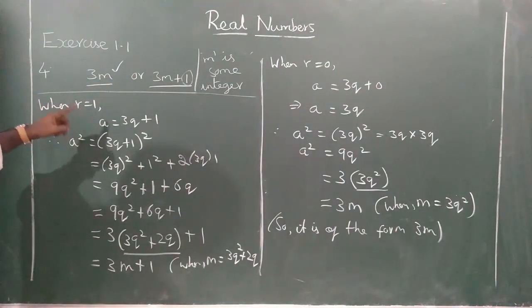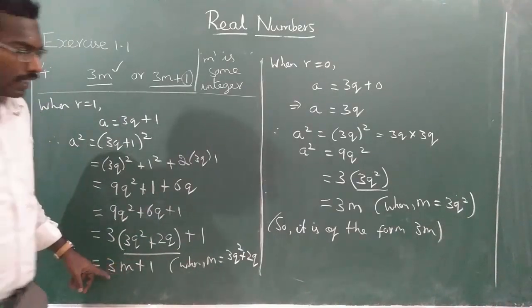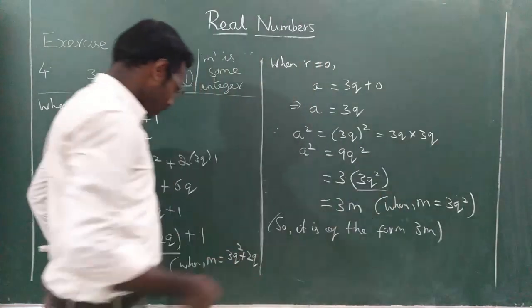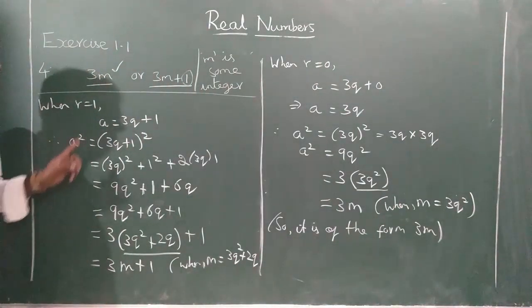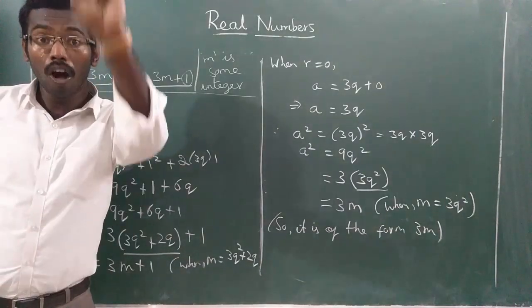So when r is equal to 1, a square is of the form 3m plus 1. So two things are proved. Now one more thing remaining, that is when r is equal to 2. r will have three values 0, 1, 2.